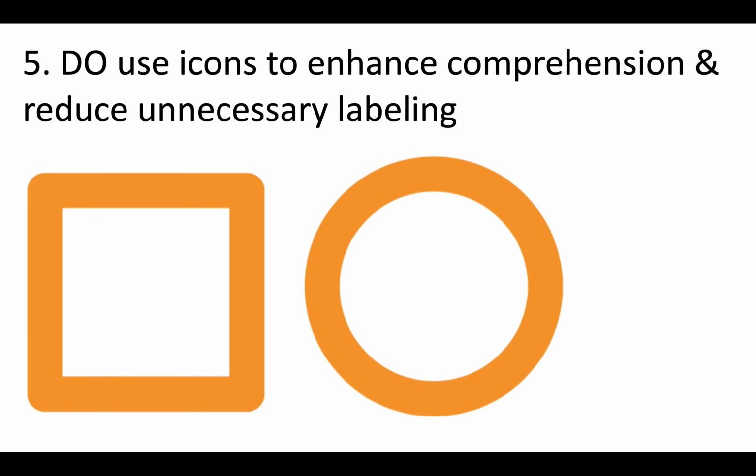Do use icons to enhance comprehension and reduce unnecessary labeling. These ones are kind of vague. Obviously, you know what a square and a circle are, but things like a stop sign icon, that shape helps the viewer understand, using their lived experience and their knowledge, this point's important, stop, or the triangle for a warning sign. Try to use these types of icons that people know readily. It'll help communicate your message to your audience members.